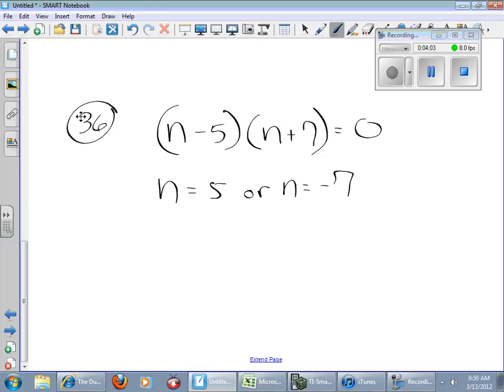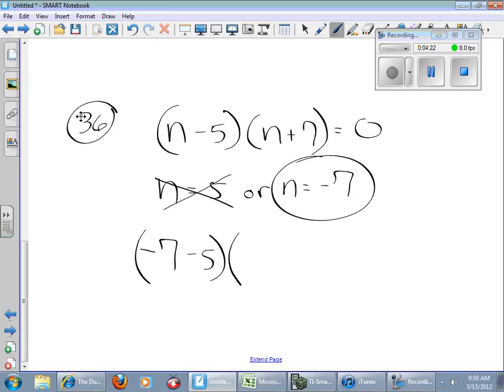Now, in the story, it says the product of a certain negative number. This is not a negative number. I will not present n equals 5 as an answer. I might have the work down, but for my answer, I will circle n equals negative 7. Now, we can test it. Negative 7 minus 5 and negative 7 plus 7. Is that going to equal 0? Well, look, don't waste your time even worrying about this. This is going to turn to 0, and 0 times that guy will equal 0 by the zero product property. So yes, it does work.